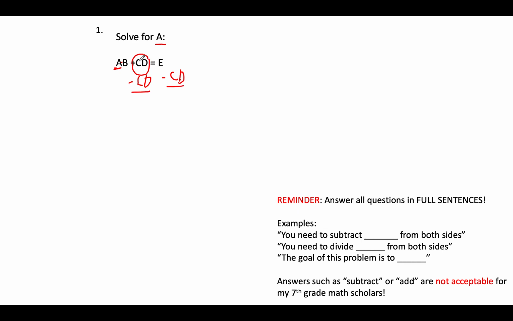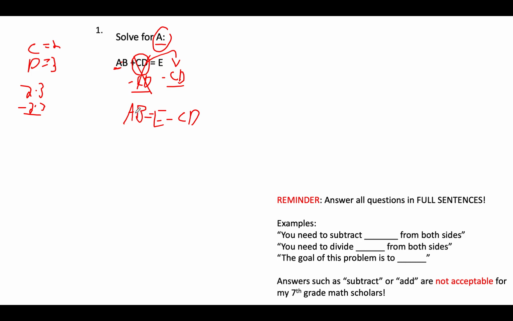This we can think of as a constant. We could think of this as CD, with C equals 2 and D equals 3, as 2 times 3. So to get rid of that, we would just subtract 2 times 3 from both sides of our equation. So we get AB equals E minus CD. What we've done is taken the CD, eliminated it from the left-hand side of our equation because we want to get A by itself, and moved it over here. So now we have E minus CD equals AB.